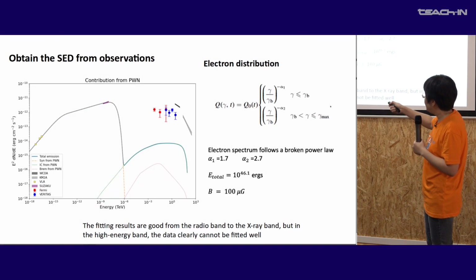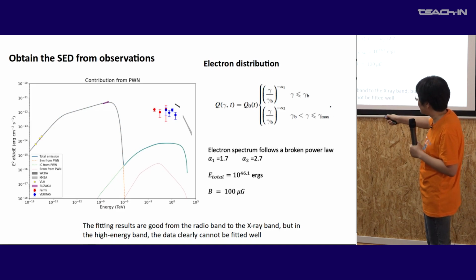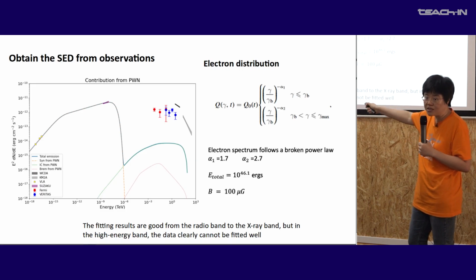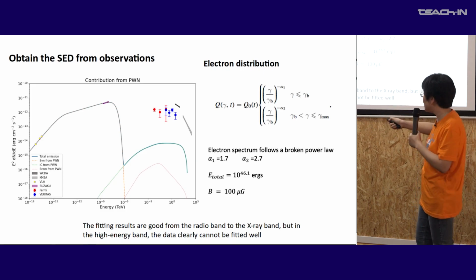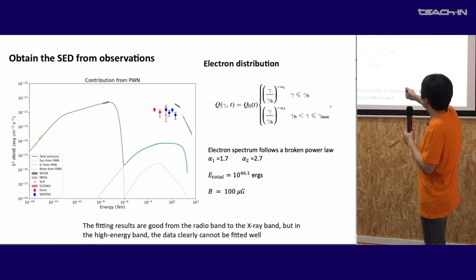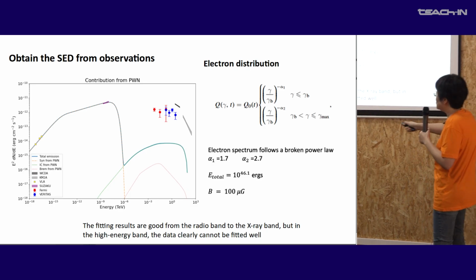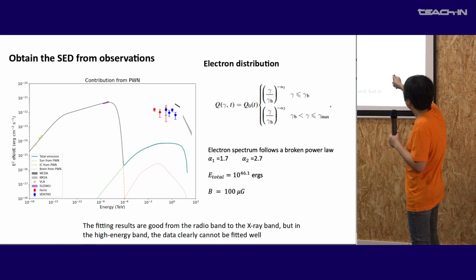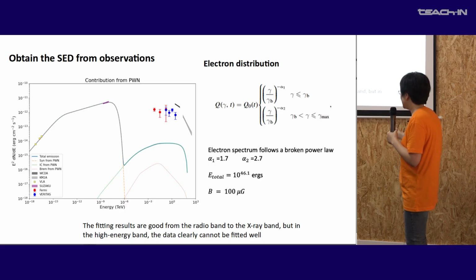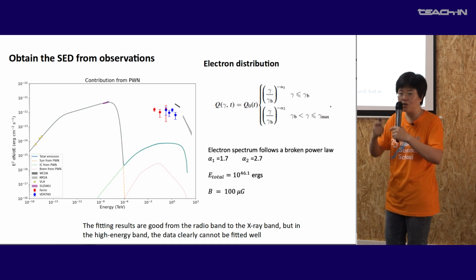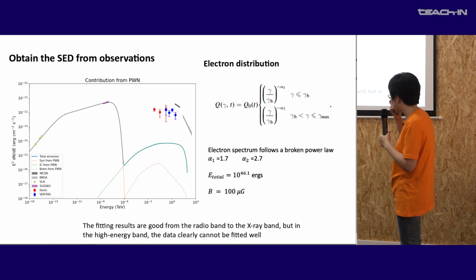If you only fit the pulsar wind nebula with radio and X-ray, since there are observations there, synchrotron radiation alone can solve the problem without any trouble. You just have to assume an electron distribution, a power law. We fit this part and find alpha 1 and alpha 2 are 1.7 and 2.7. We integrate to get the total energy of those charged particles, and from the fitting, the magnetic field of this pulsar wind nebula is 100 microgauss.